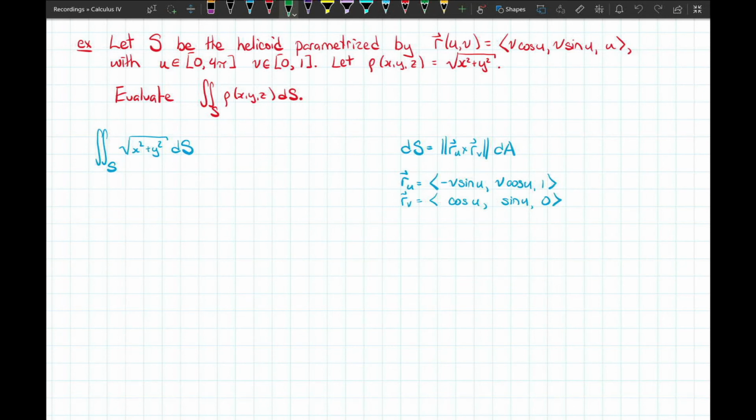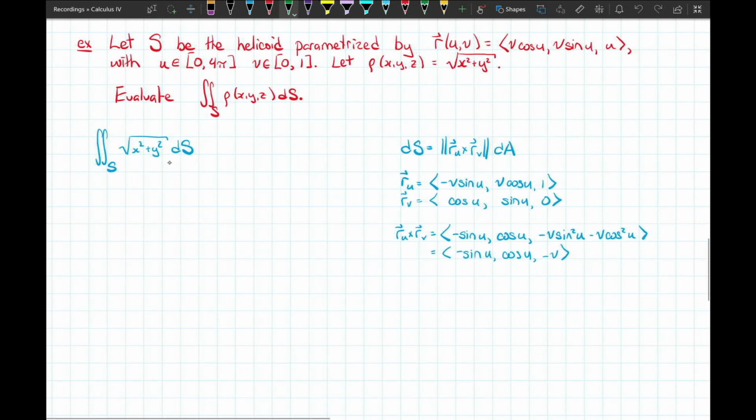And remember, this is the normal vector to our surface. Once we find the cross product, we can see that this third component, negative v sine squared u minus v cosine squared u, we can pull a negative v out as a common factor, and we're left with sine squared u plus cosine squared u, which is equal to 1. That simplifies our normal vector very nicely. Now, for each of these little elements dS, remember that we need to calculate the magnitude of that cross product. Calculating the magnitude, we're seeing another sine squared u plus cosine squared u, which is equal to 1. So this all simplifies down to just the square root of v squared plus 1.